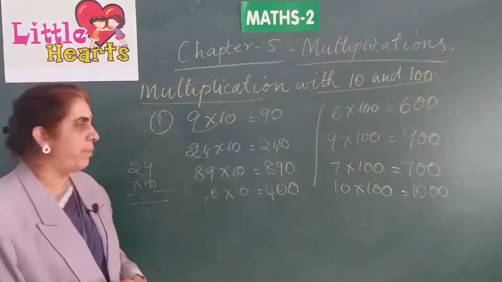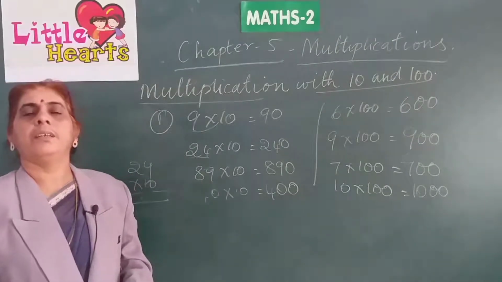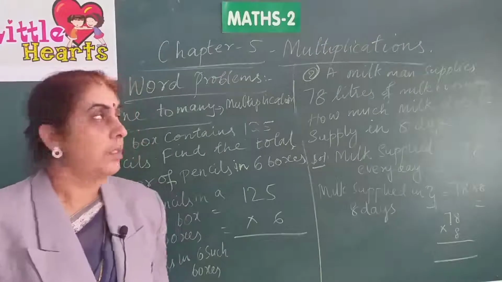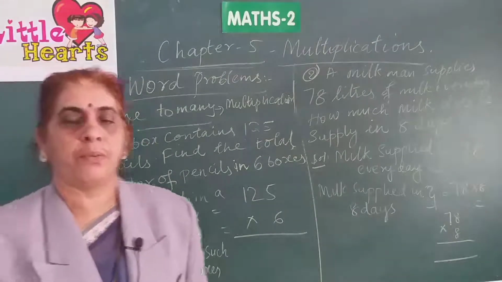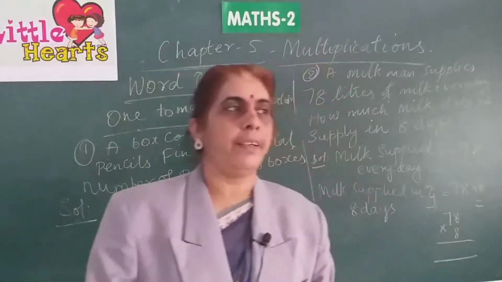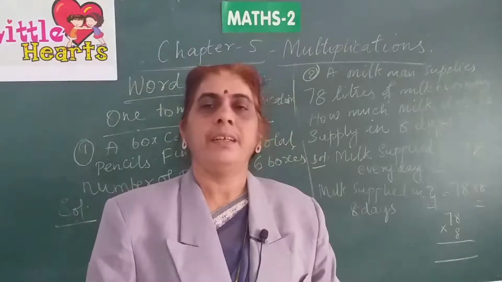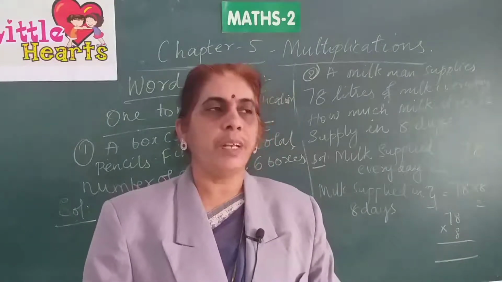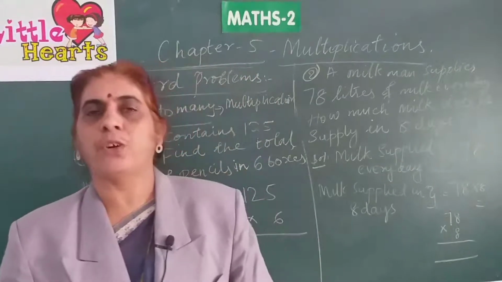And coming to the word problems now. Yes, children, let us go with the word problems on multiplication. The cost of a chocolate is 5 rupees and you want to buy 10 chocolates. What will be the cost of 10 chocolates, or how much money do you need to buy 10 chocolates?